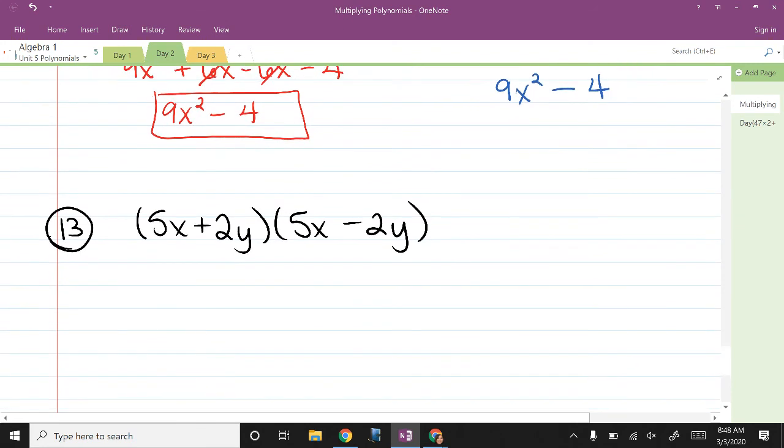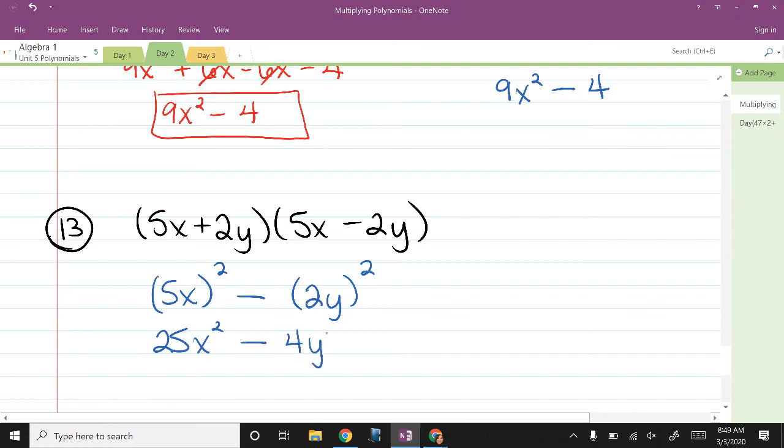So number 13, is that a difference of squares? Yes. So you can FOIL it out like normal because it's 2 binomials, or you could do the shortcut. I'm just going to go ahead and do the shortcut. Parentheses, first term, square it. What goes in the middle? Minus, parentheses, last term, square it. And what do I get when I square 5? Square x, x squared, minus, what's 2 squared? And then y squared is y squared.